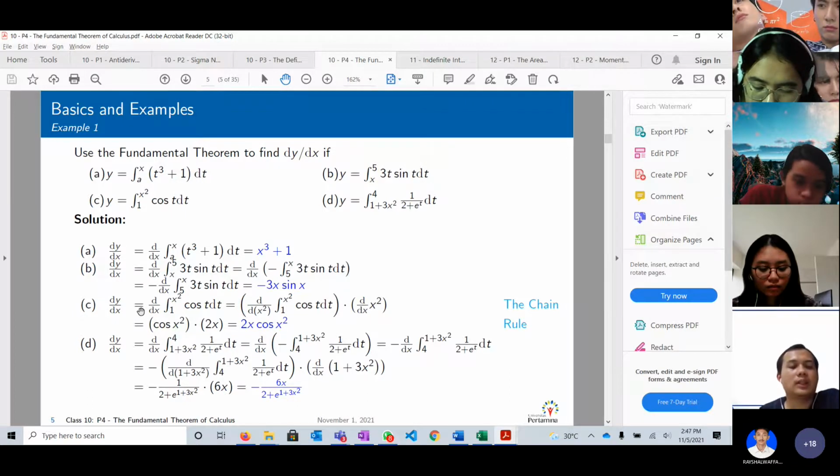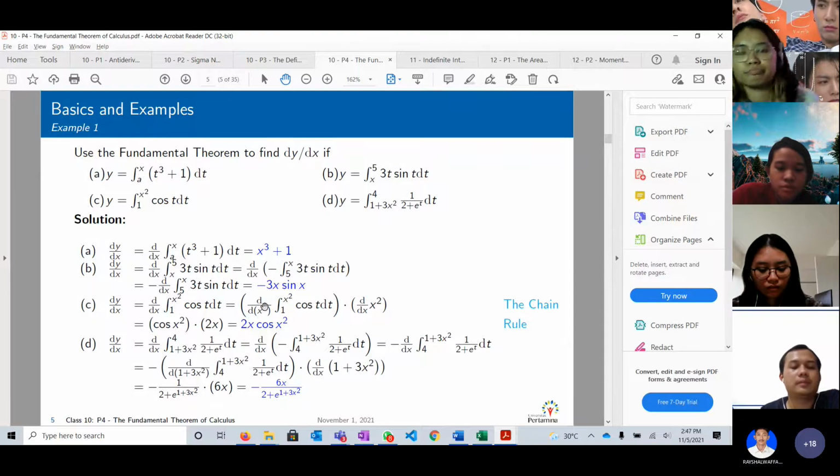Jadi di sini kalau kita sekarang batas atasnya bukan lagi x, tapi batas atasnya adalah x kuadrat, maka kita bisa pakai aturan rantai. Seperti ini.